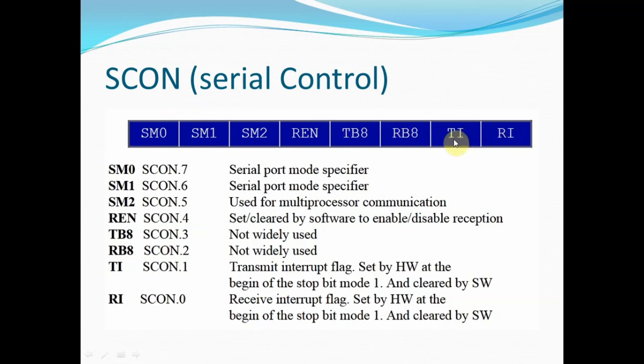And the TI and RI flags are interrupt flags, and both of these flags will be raised whenever the byte transmission is completed. TI will be equal to 1, and if the reception is complete, RI will be equal to 1. So the initial value for both of these flags should be equal to 0. So we are only making bit SM1 equal to 1 and REN equal to 1, and all the rest of the bits will be 0. So the format comes out to be 0 1 0 1 0 0 0 0, which is equal to 0x50.